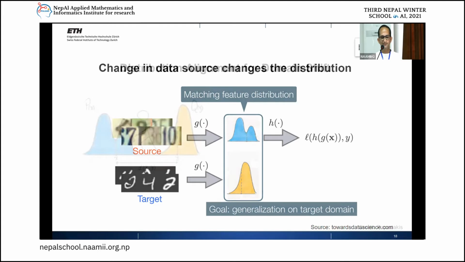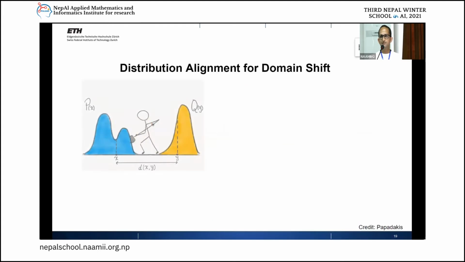For that, we'll have to learn some metric that can measure the distance between two distributions. And if we can measure the distance, and not only measure but minimize it, then the knowledge learned from data that comes from one distribution can be transferred to the other.